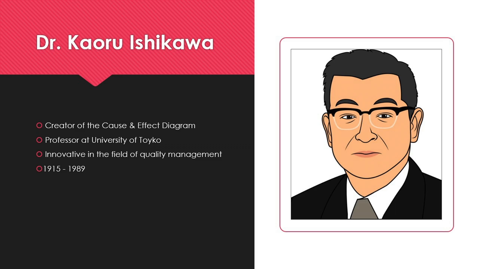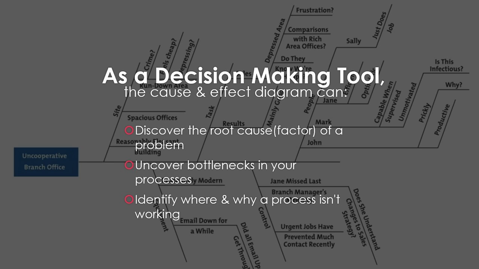Dr. Kaoru Ishikawa was a professor at the University of Tokyo. He was known for his innovations in the field of quality management, and he lived from 1915 to 1989. As a decision-making tool, this cause and effect diagram can help you discover the root cause or factor of a problem, uncover any bottlenecks in your processes, and identify where and why a process isn't working.